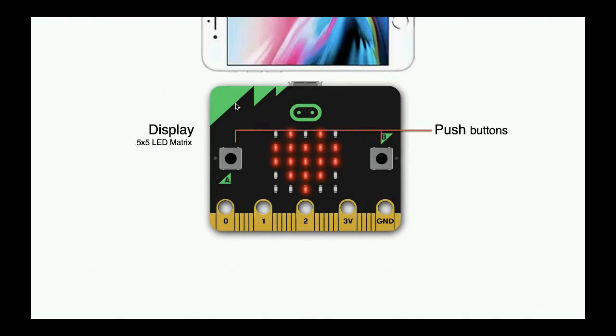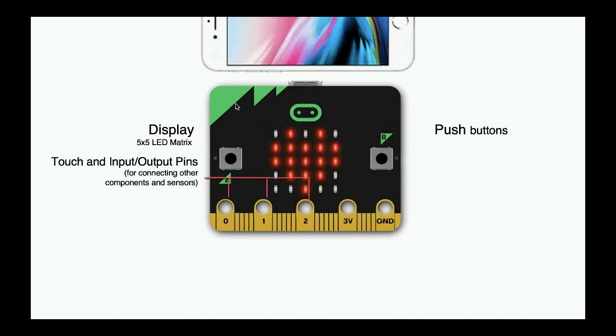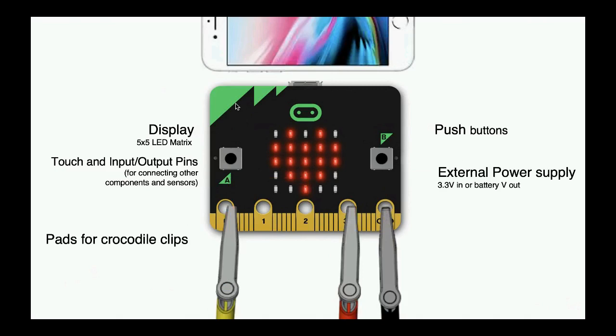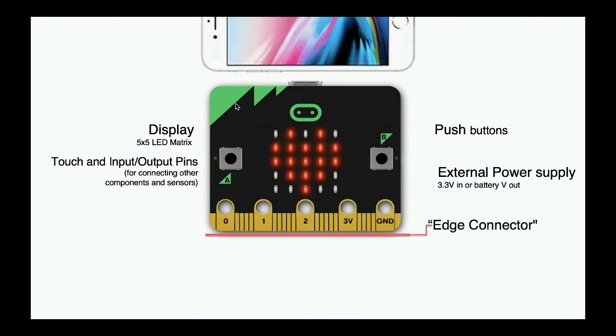Likewise, it's got some buttons, so you can see how you program things to react to buttons. It's got some I/O pins. These are actually touch sensitive, and an external power supply. The holes there are for banana plugs, and the pads are for crocodile clips. So really thinking about what's already in the classroom that the micro:bit can interface with. And this is an edge connector, which we'll talk a bit more about later.